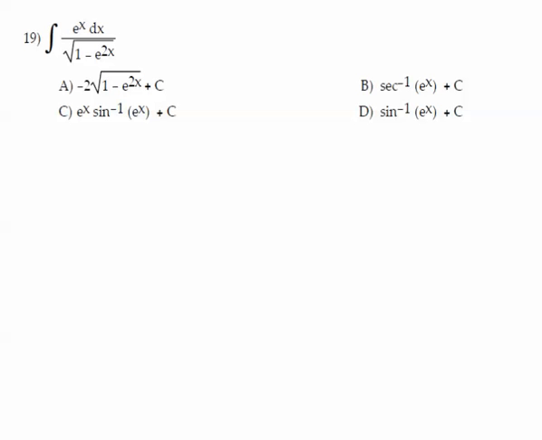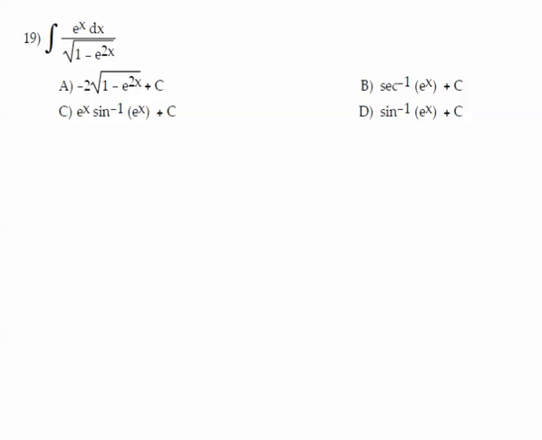Now with problem number 19, it's a little bit tricky because you see the function composition might be the square root of 1 minus e to the 2x. However, the derivative of 1 minus e to the 2x is going to be negative 2 e to the 2x. And we don't have an e to the 2x in the numerator, so that isn't going to work if we use that.